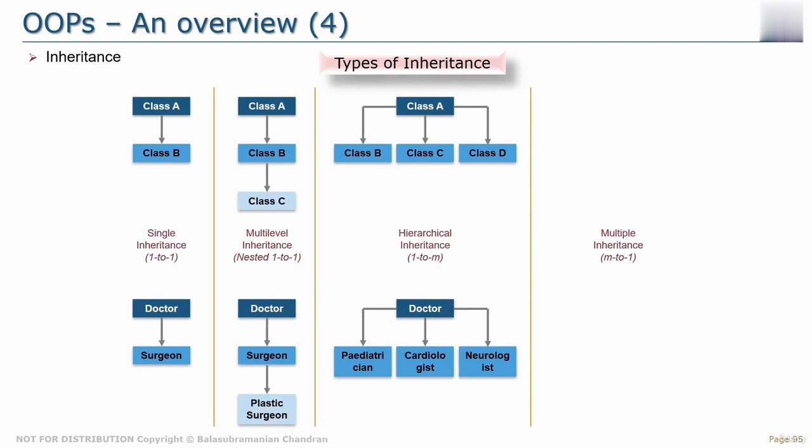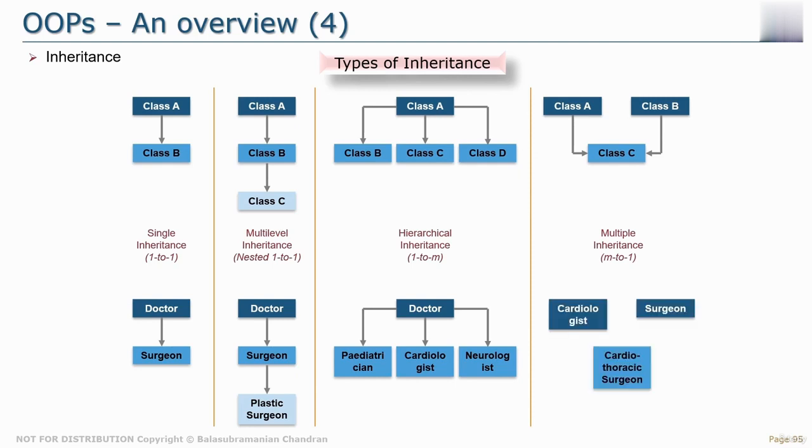How does multiple inheritance work? Let's assume we have three classes, class A, class B, and class C. Class C is derived from both class A and class B. Here, class C will have the properties of both class A and class B.